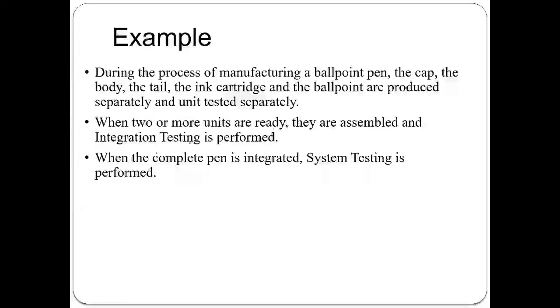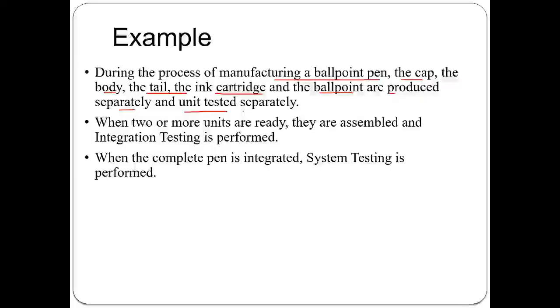See, for example, during the process of manufacturing a ballpoint pen, the cap, the body of the pen, the tail, the ink cartridge and the ball point are produced separately and unit tested separately. So all the parts of the ballpoint pen are produced separately, and unit-wise they are tested separately, whether they are working properly or not.